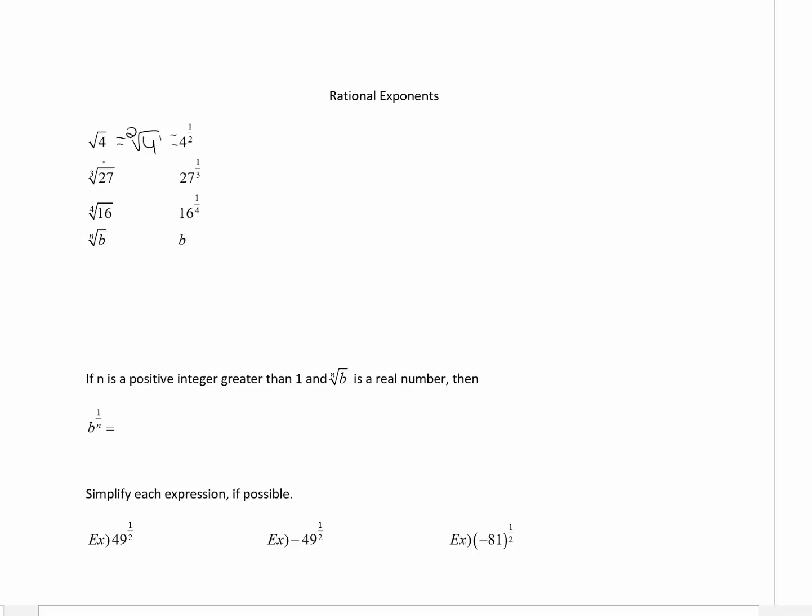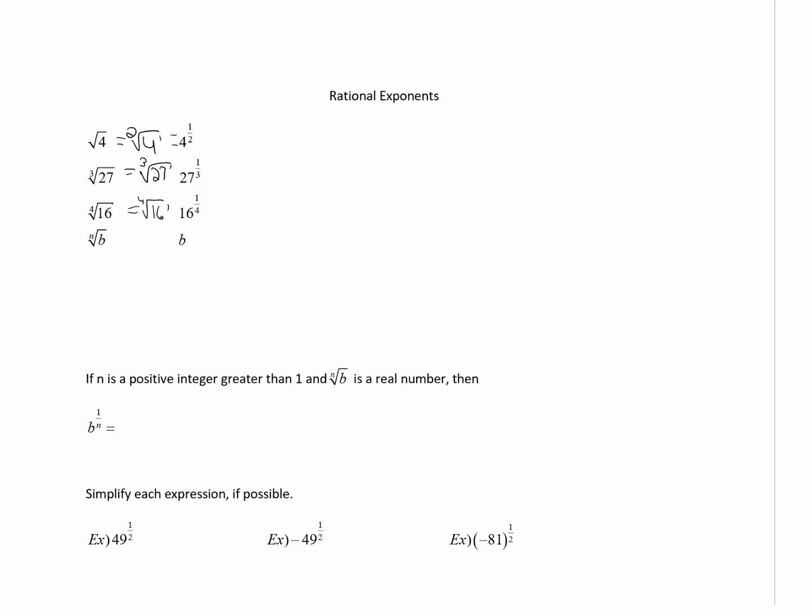Now, the cube root of 27 we know is 3. I can rewrite this as the cube root of 27 taken to the first power. Now, put into your calculator 27 to the 1/3. And what do you get? You get 3 also. The 4th root of 16 I can rewrite as the 4th root of 16 to the first. Well, the 4th root of 16 is 2. What is 16 taken to the 1 divided by 4 power? Well, that is also 2.